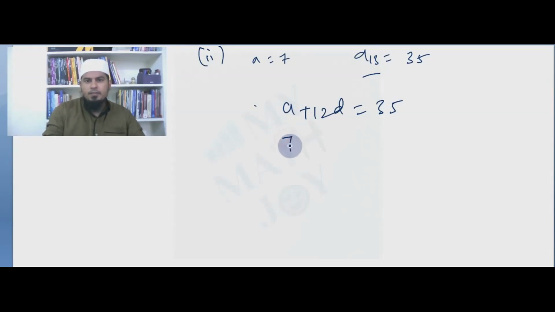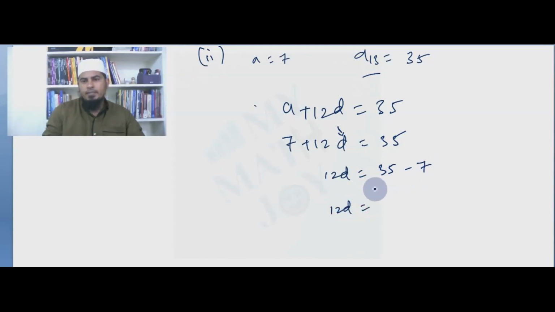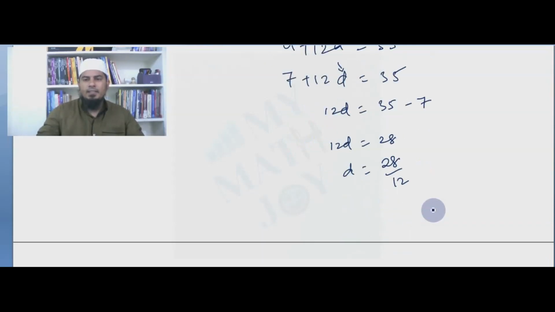A is 7, so when I substitute that, I get a complete equation where only one unknown is there. So 12D is 35 minus 7, which is exactly 28. D is 28 over 12. Cancel it by 4 to get 7 over 3. So you got D value 7 over 3.